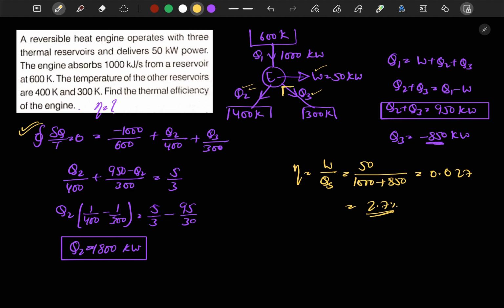Along with this, here there are two unknowns, so I require at minimum two equations. For that I have used the energy balance equation and the Clausius equation. If you have three unknowns, you should apply three equations. So these are two equations, and according to the question you can also find a third equation if such a condition arises. Now we will be moving to the next question.